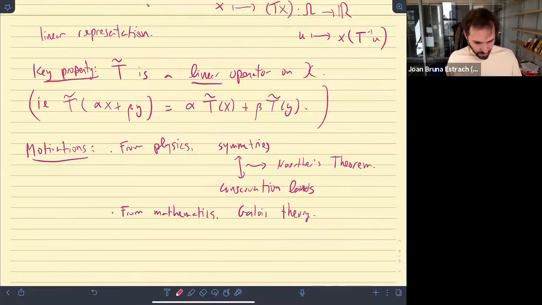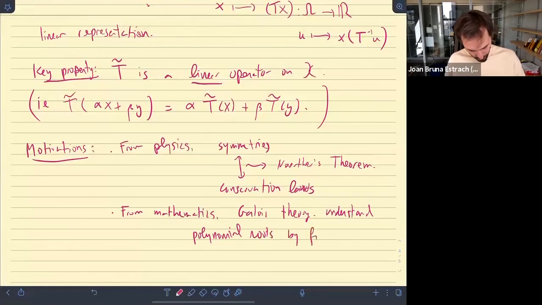Basically, in Galois theory, you understand the polynomial roots by first studying its invariant structure.